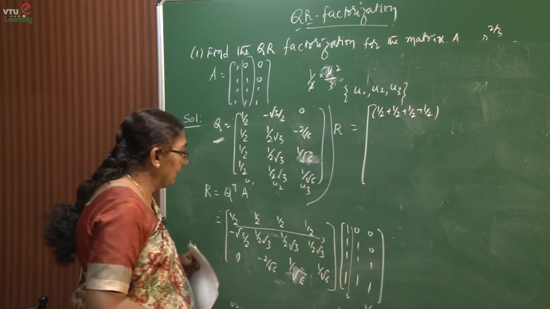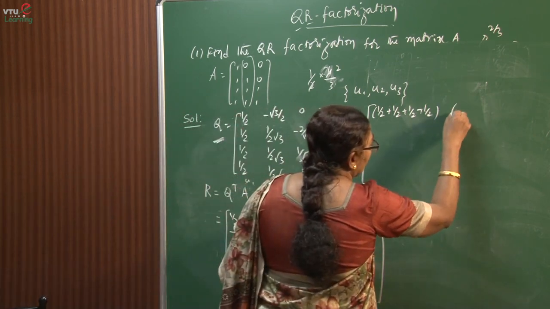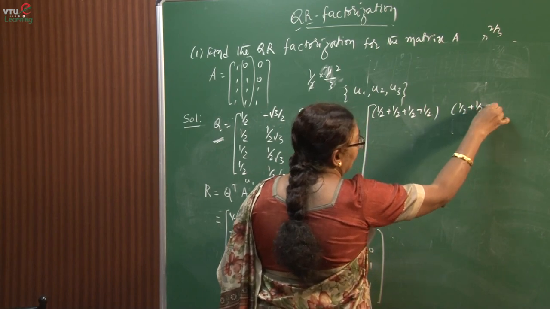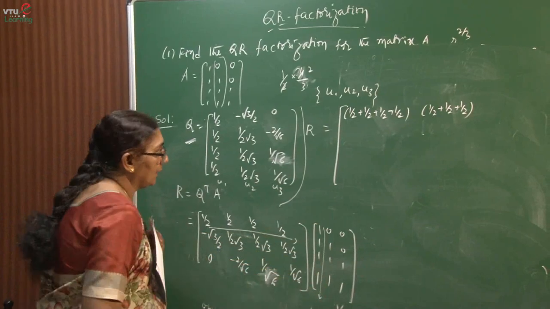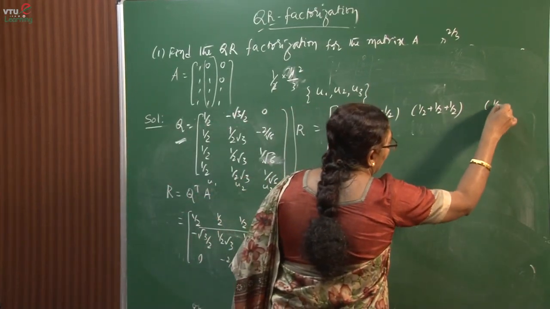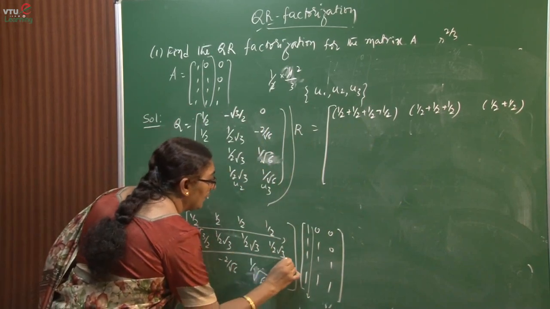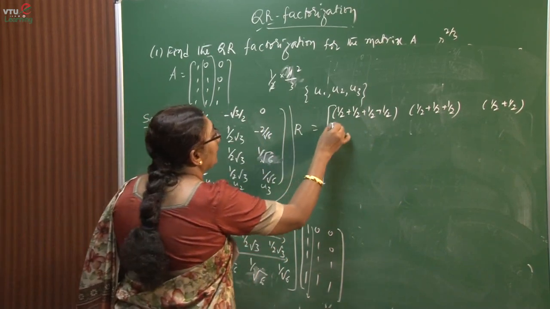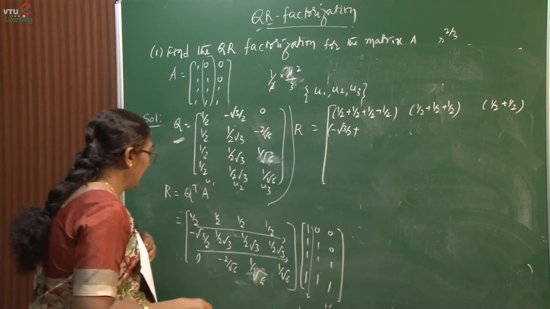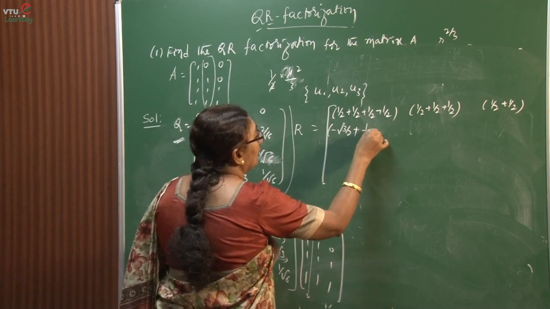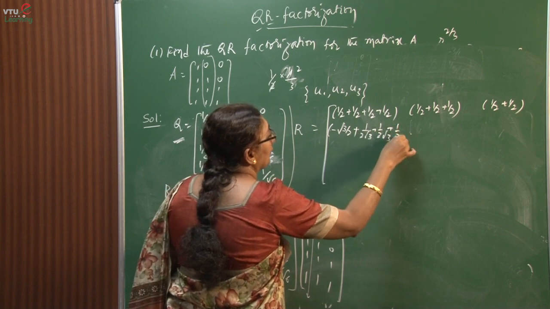Next, move to the second row, 0. The 0 is cancelled. We get half plus half plus half. It's the second entry. Next, you take the third column: half plus half plus half, because the first two values are 0. Next, move to the second row, multiplied by 1. What do we get? Minus root 3 by 2 plus 1 by 2 root 3 plus 1 by 2 root 3 plus 1 by 2 root 3.